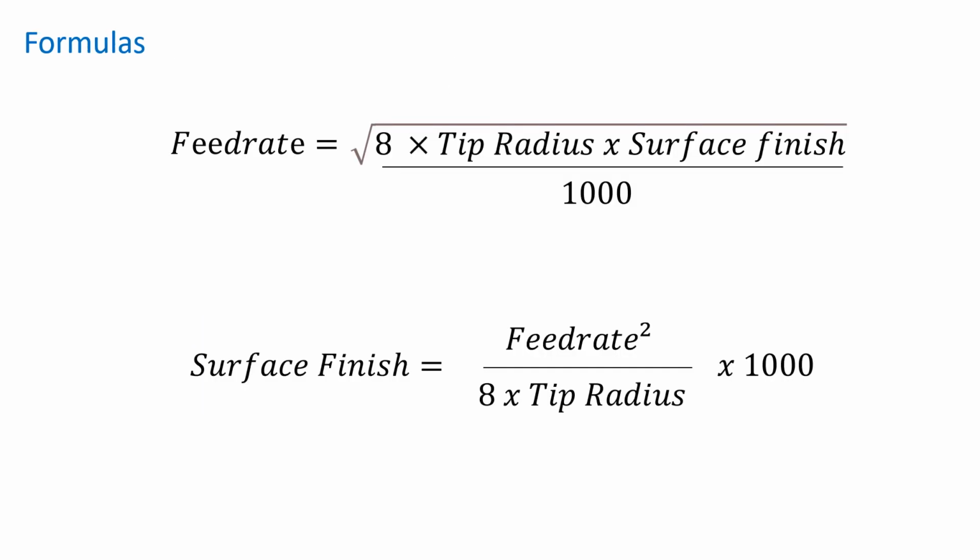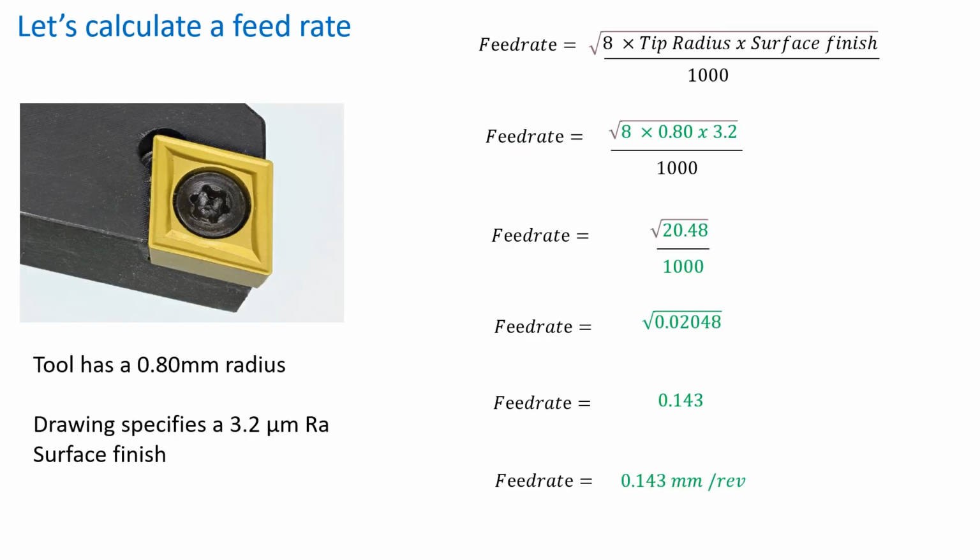These two formulas will come in very handy, because if I don't have a surface finish gauge, I can use these formulas to set up my machine to give me those surface finishes. The feed rate formula tells me what feed rate setting I have to use on my machine to get a particular surface finish. I can also calculate the surface finish from the feed rate, depending what information I'm looking for.